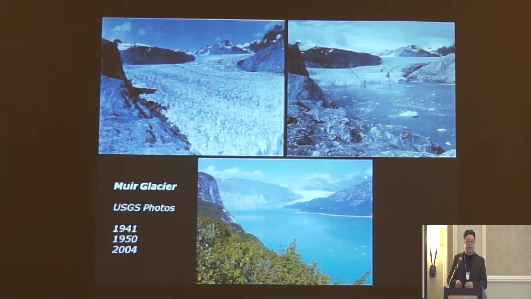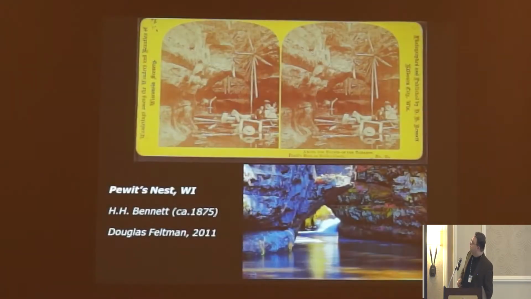Okay, photography was used ever since for a variety of purposes. Here's a series of photographs taken by the USGS as part of their mission to look at landscape changes over a long period of time. I'm sure you've seen time-lapse picture sets very much like this. In this case, the recession of glaciers.